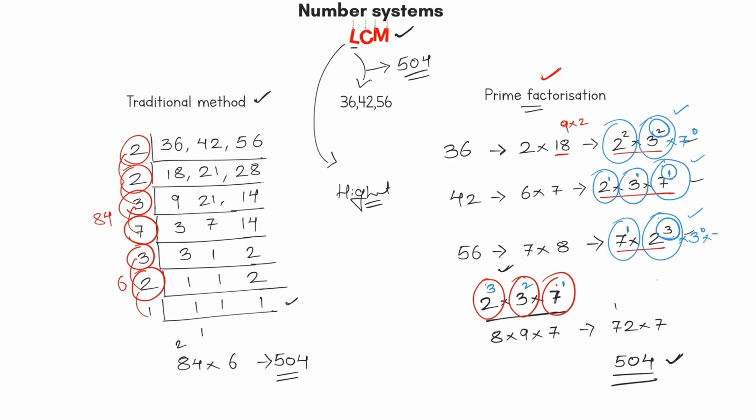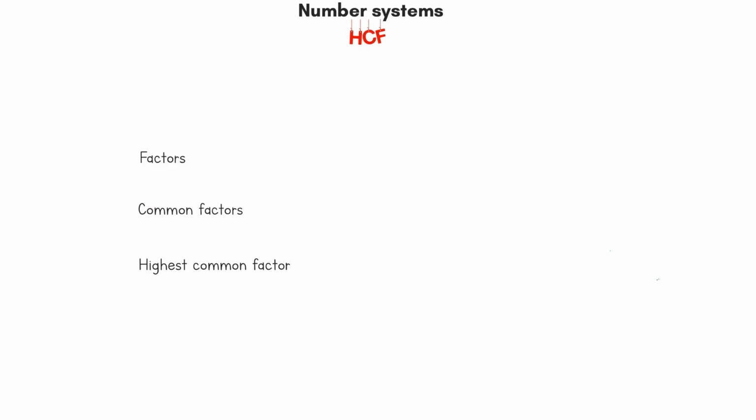Why? Because I am not increasing any power. I am not putting 7 power 2. What is the maximum power of 7 here? 1. So I will get the least of the common multiples, and that's why this is the method to get an LCM. Okay, so remember this. We'll use this in the next class. So after LCM, now let's come on to the concept of HCF, that is highest common factor.